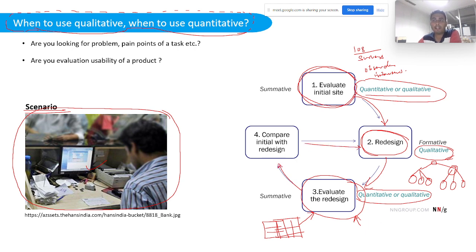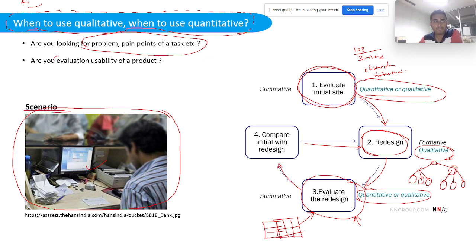So depending upon the requirement and the stage at which you are in the design process, the nature of the user study can vary. So if you are looking for the problem, pain point, task, then it's mostly qualitative in nature. However, you can also combine quantitative.